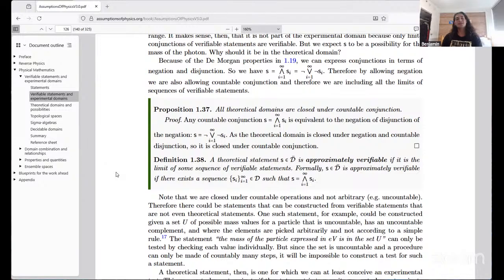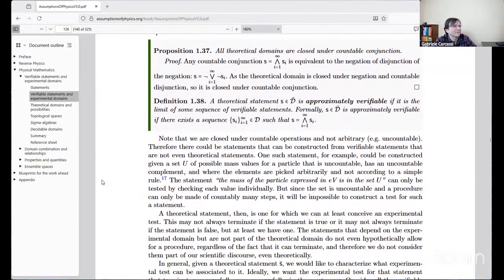So is there a nice way of, I guess, the way we're defining the limit of a sequence of statements is just by taking the countable conjunction of it, right? Yeah. Okay, makes sense. So it's like how you define limits of sets, in a way. If you have a decreasing sequence of sets, then the limit is the intersection.